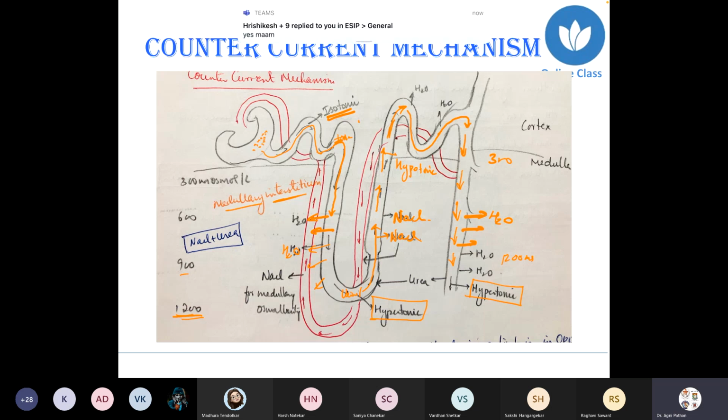Any doubts to anybody there? Excuse me, ma'am. Tell. Why is the water moving out? Because the salt concentration outside is more. The gradient is maintained from 300 to 1200 milliosmol per liter, and at the lower level the salt concentration is higher. So the water will move from the filtrate to the outside, because the concentration of salt outside is more.